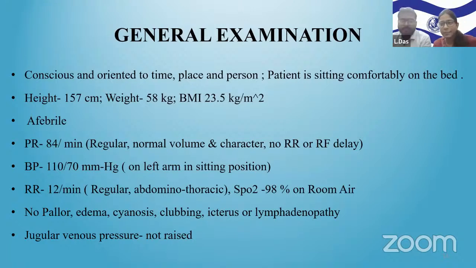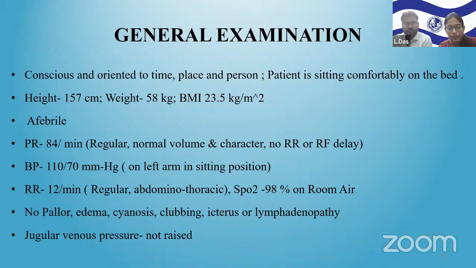Coming to the general examination, our patient is conscious and oriented to time, place, and person. Patient is sitting comfortably on the bed. Height of the patient measured was 157 centimeters, weight was 58 kgs, and the BMI was 23.5 kg per meter square. She is afebrile to touch. Pulse rate is 84 per minute, regular, normal in volume. There was no radial or radiofemoral delay. The blood pressure was 110 by 70 millimeters of mercury in the left arm in sitting position.